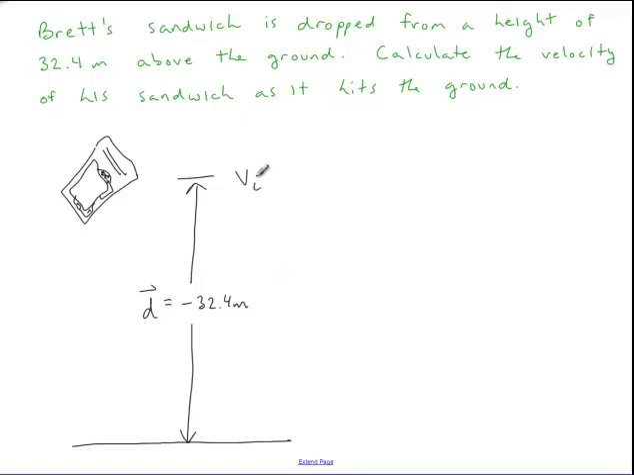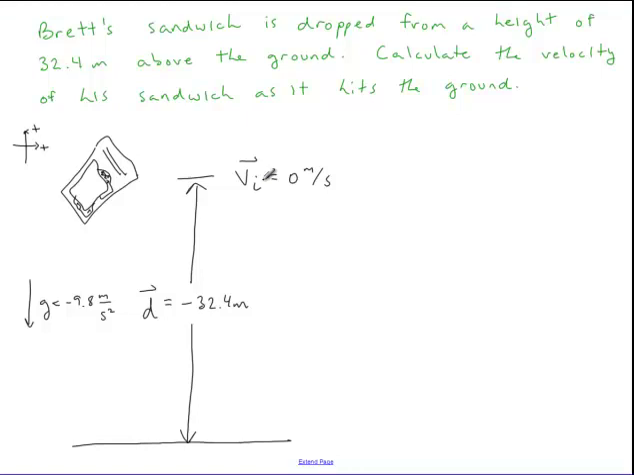He drops it, so Vi is 0 meters per second, right? Remember, up is positive, right is positive, so gravity acts down. Gravity is negative 9.8 meters per second squared. So even though we're only told one thing, which is the height of his sandwich, we actually have 3 pieces of information. Okay? So what we want to find is the velocity as it hits the ground.